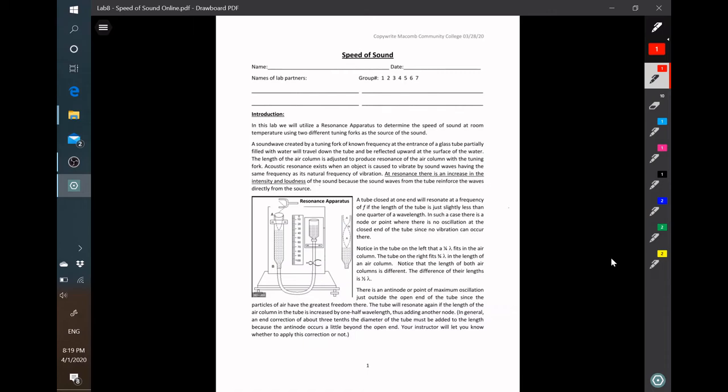Here's the lab packet for today's lab. The first page explains basically what I explained earlier in the video. I would still recommend you read through it.